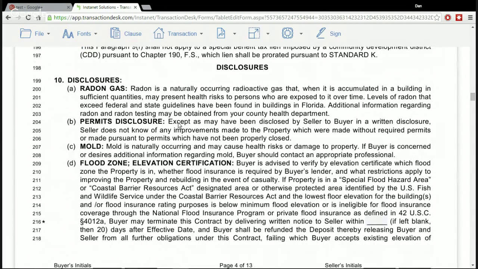Permit disclosure. This is basically saying that the seller, other than what they've already disclosed, doesn't know of any issues with permitting, essentially, or they don't know of any non-permitted construction. Although I can't think of anybody that's ever admitted to non-permitted construction. However, I still see it all the time. So somebody's not always being honest with these. Anyhow, moving on. Mold. You guys know what mold is. It's Florida. It's everywhere. If your buyer's afraid of mold or fears mold in the house, they should have it tested by the appropriate bodies.